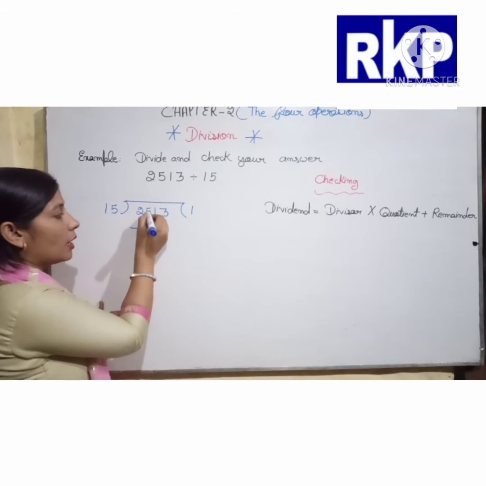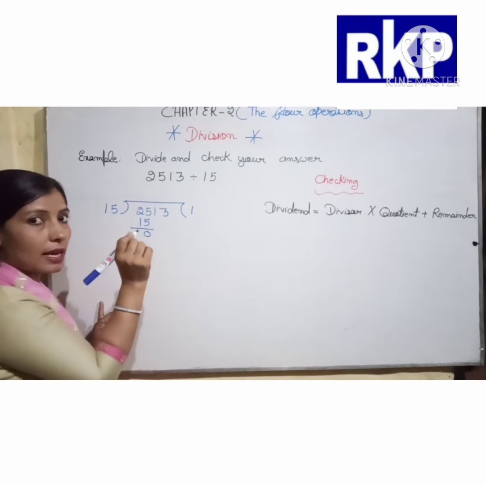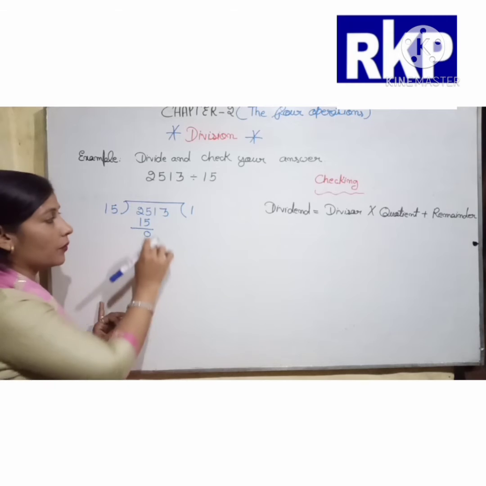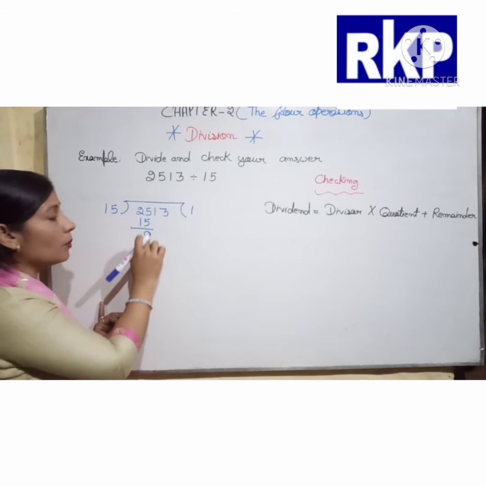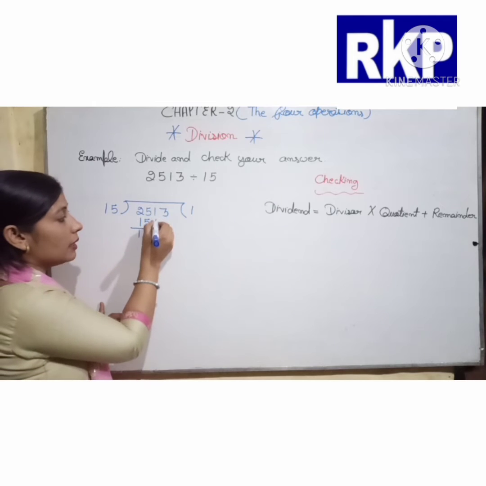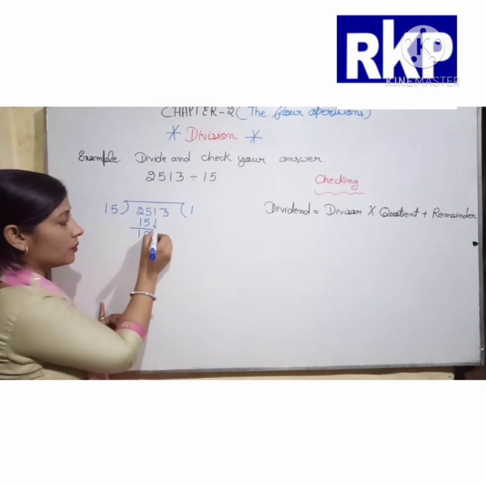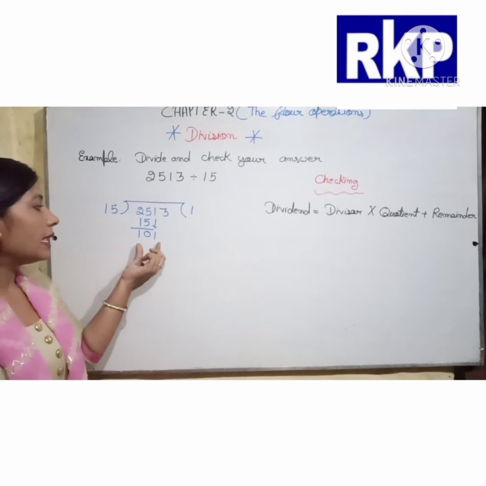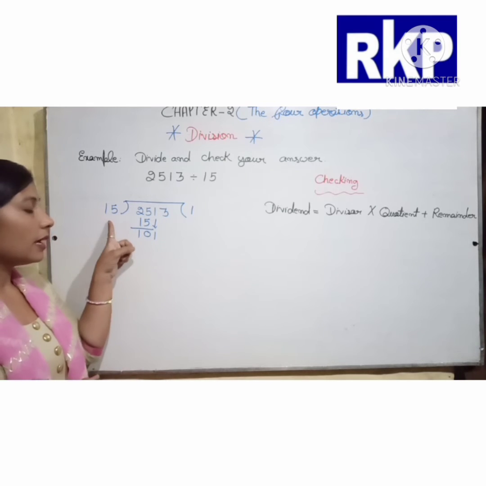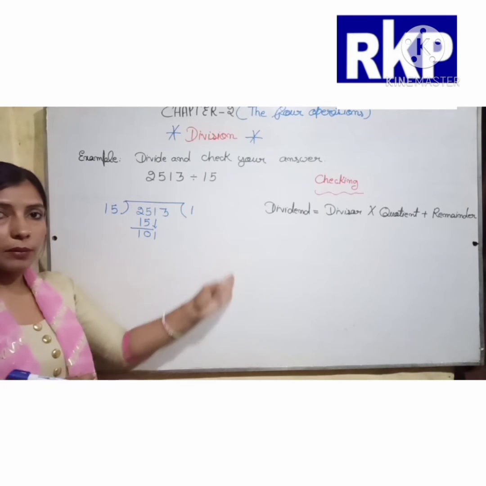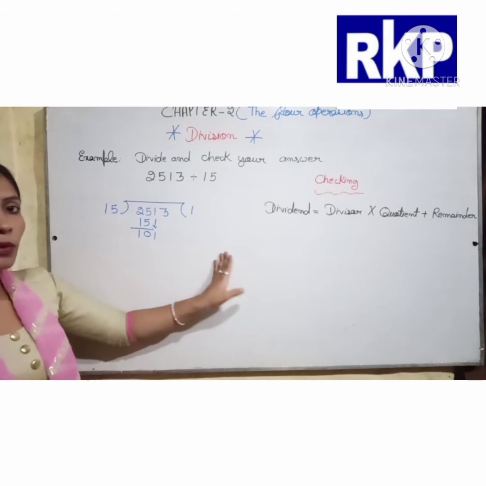Now 5 minus 5 is 0. It means what do we have to do, beta? We have to subtract 15 from 25. 5 minus 5 is 0, 2 minus 1 is 1. Now bring down the next digit, and the next digit is 1. Now we have to divide 101 by 15. Okay. So now let us take the table. Let us think about the table of 15.